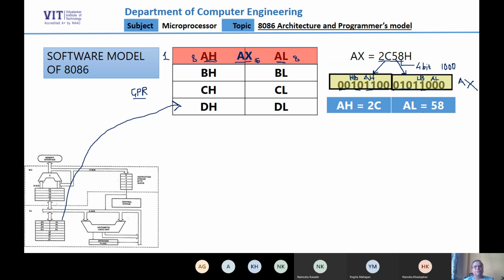So this flexibility is there. After storing them like this, can we process only this part of the number? The answer is yes. Can we process only this part of the number? The answer is again yes. Can we process this as a 16-bit number together? The answer is yes. So you can see a lot of flexibility is provided because of dividing the 16-bit register into two 8-bit parts. Is this clear?